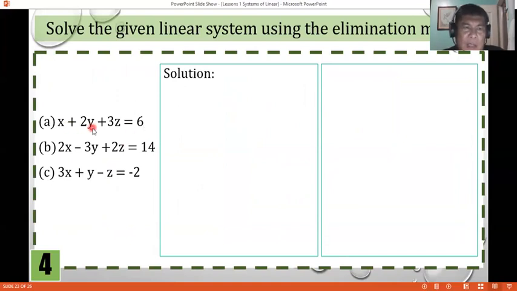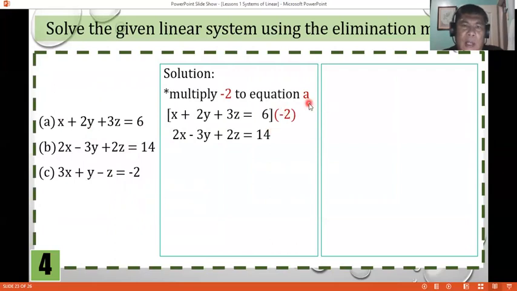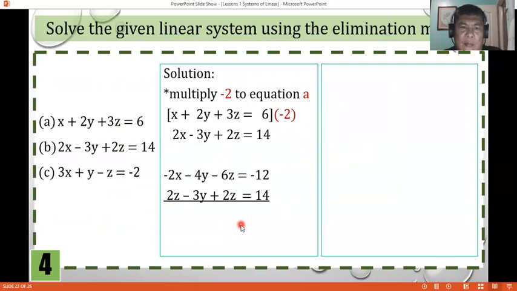Next, we have 3 equations. We have 3 unknowns. X, Y, Z, X, Y, Z, X, Y, Z. 3 equations, 3 unknowns. So, multiply negative 2 to equation A. Ito siya. So, magiging negative 2, negative 4, negative 6, negative 12. Ano yung eliminate natin? X. This is X. This is typo error, no? This is X. Sorry for this. This is X. So, magsi-0 siya.